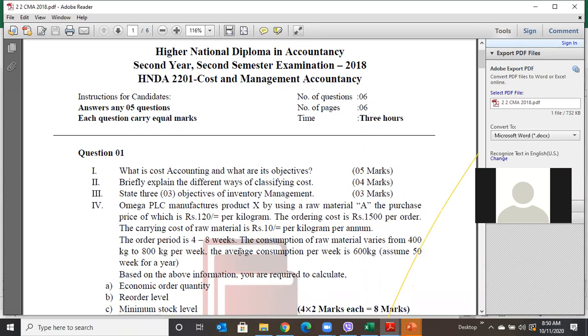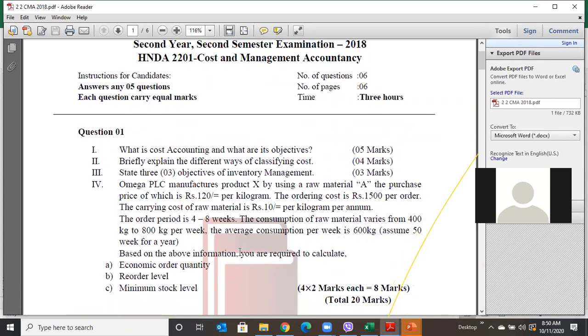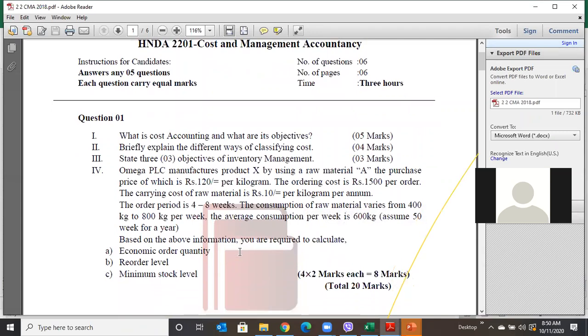Okay, now let's move to question number 1.4 for 8 marks. Omega PLC manufactures product X using raw material A, the purchase price of which is 120 rupees per kilogram.